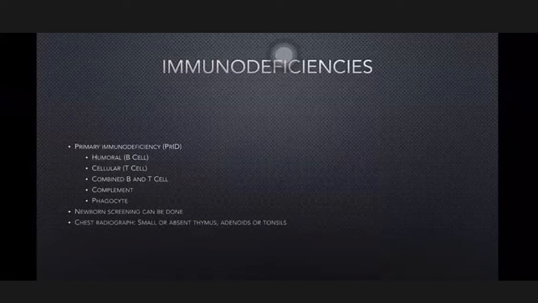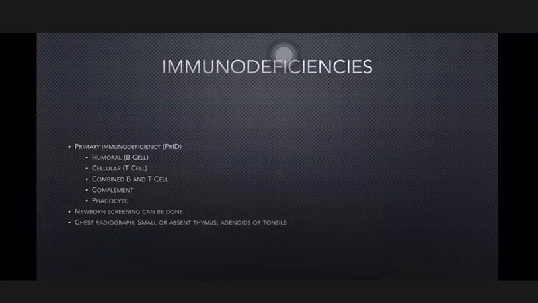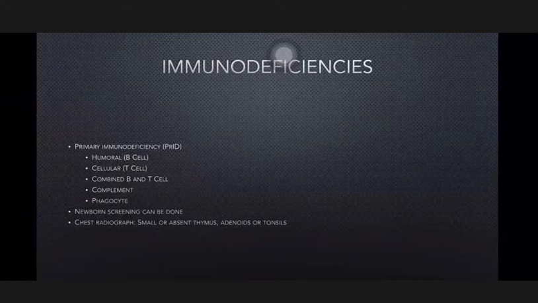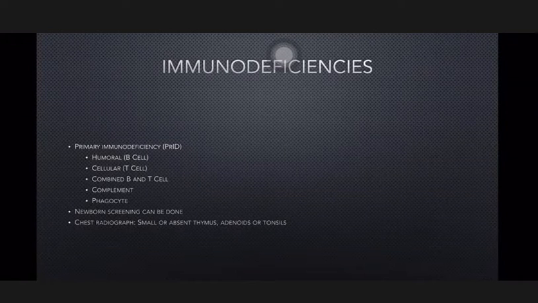Primary immunodeficiencies can be classified by the affected component of the immune system, and the chest radiograph presentations vary depending on the type of immunodeficiency present. For humoral or B cell immunodeficiencies, bacterial infections are more common, and for cellular T cell immunodeficiencies, viral or other opportunistic infections are more common.